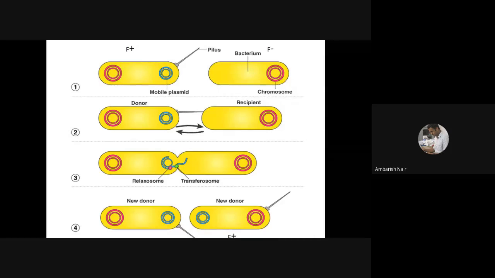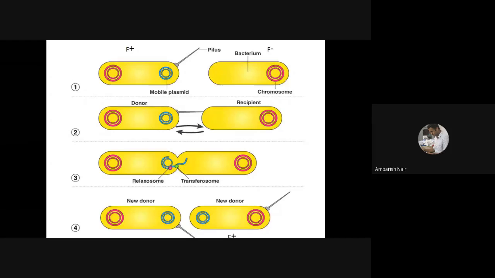It's like our own hair. In our body, there are hairs; like that, hairs will be there on the bacteria. If hairs are there, we call them F plus. And this F plus bacteria will have a plasmid. You can see that in blue color. There is a plasmid.